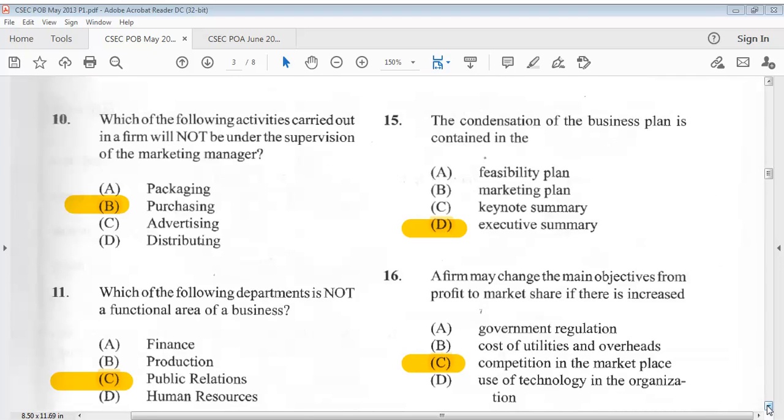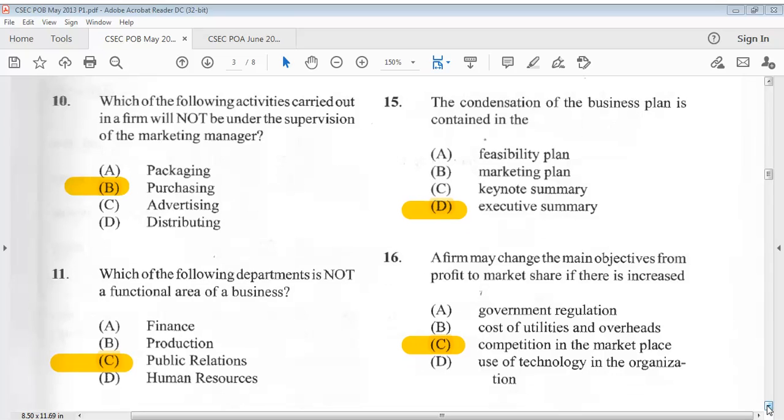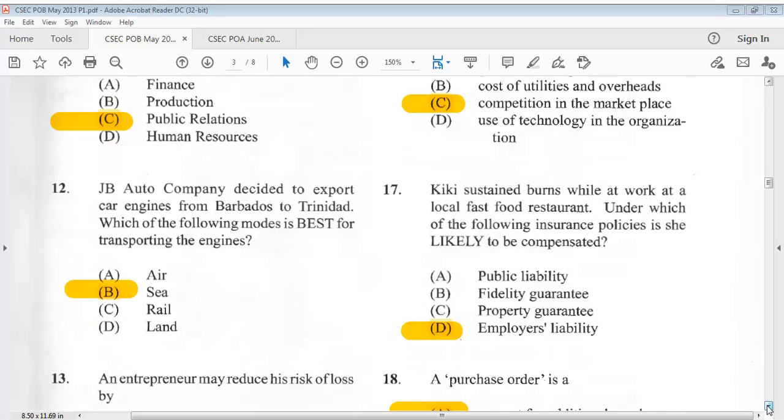10 says, which of the following activities carried out in a firm will not be under the supervision of the marketing manager? We know that the answer is B, purchasing. So all the others are carried out. 11 says, which of the following departments is not a functional area of a business? We have A, finance, B, production, C, public relations, or D, human resources. We know the answer is C, public relations.